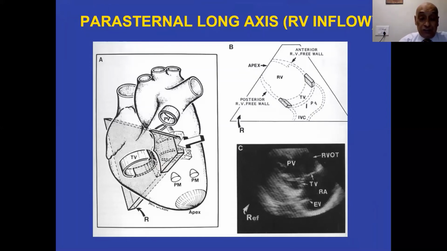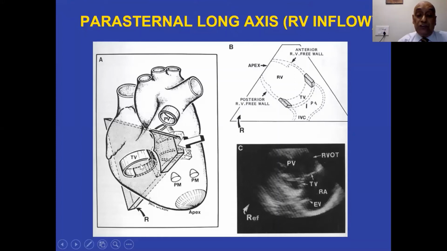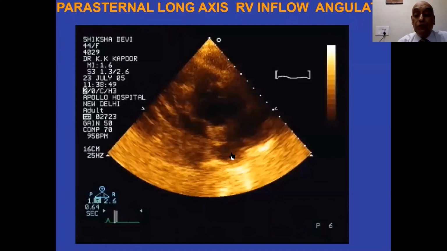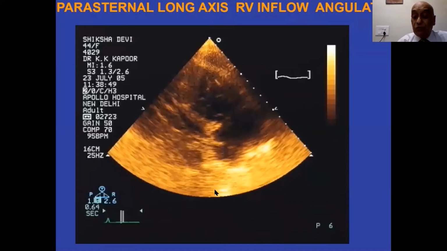And as you can see, the wedge here. Can you see the wedge? You can see the right atrium and the right ventricle and the tricuspid valve, and you can see the image over here. Now you can see the moving clip of the RV inflow view. This is the RA, this is the RV, the tricuspid valve. So this is the RV inflow view.